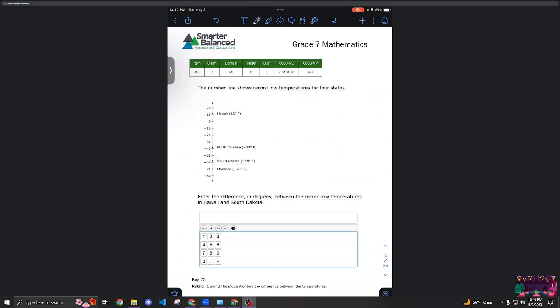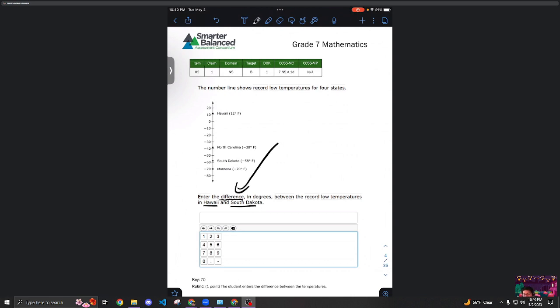All right, so let's read the question. It says, enter the difference in degrees between the record low temperatures in Hawaii and South Dakota. All right, so let's go ahead and break this down. To start off with, difference.